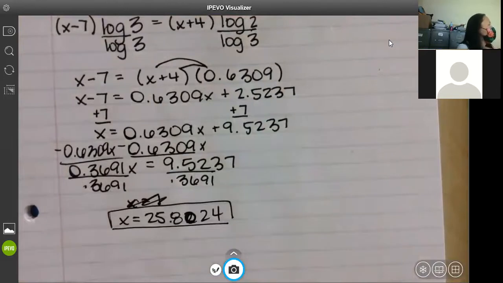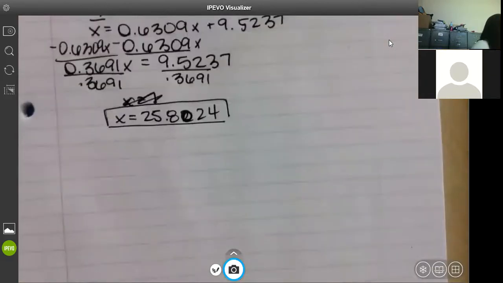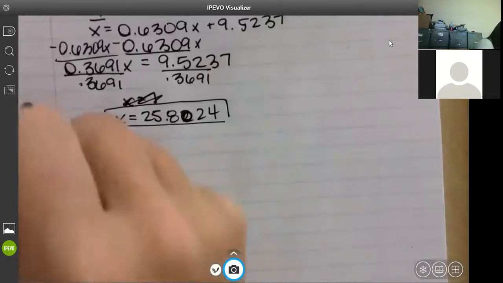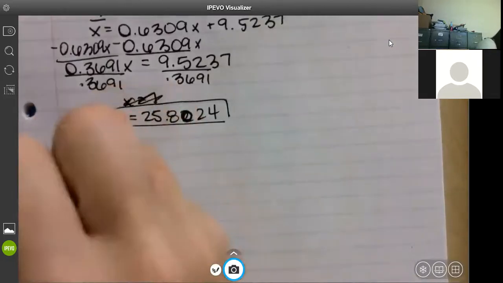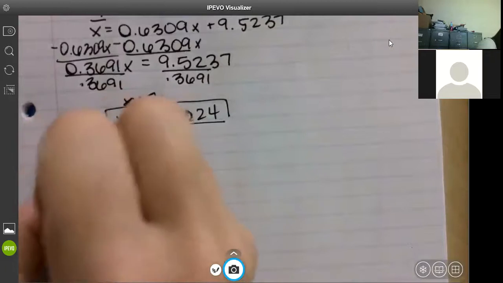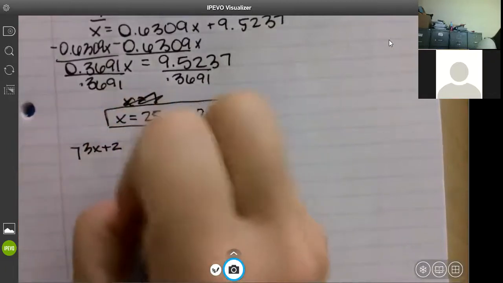And again, it's because of those decimals. One more of these and then I'll try to find you some easier ones. And there's a couple fractions that I want to go over on the quiz. They're not hard. All right, so we have 7 to the 3x plus 2 equals 11 to the x minus 1.